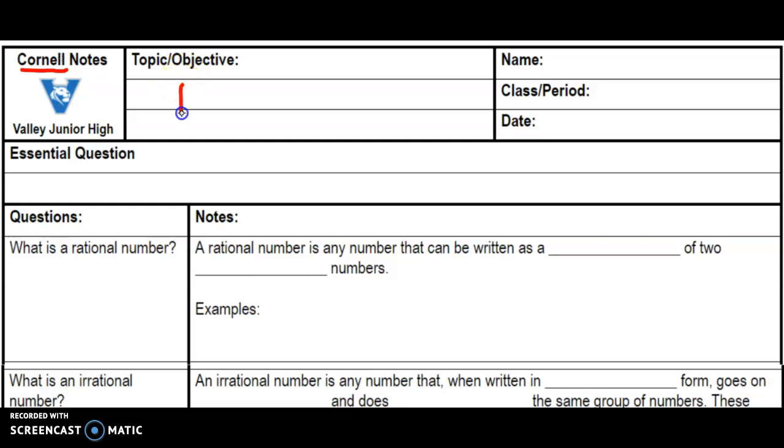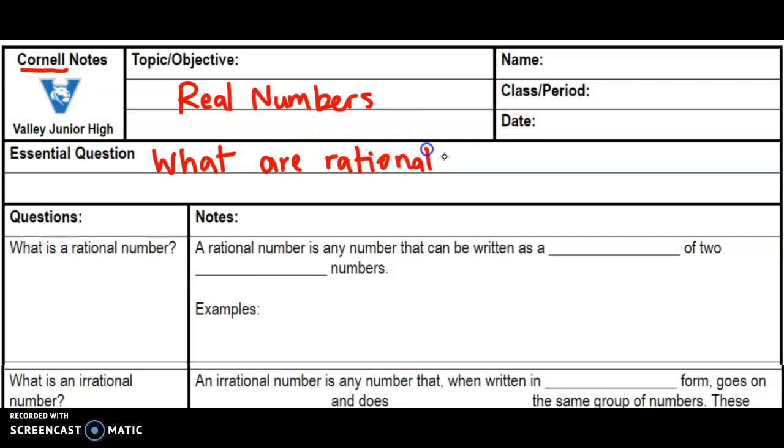So we are talking about real numbers today. And I know some people are like, wait, real numbers, is there such a thing as fake numbers? Yes, but we call them imaginary, and you'll learn about those later on. Our essential question that we're answering today is, what are rational and irrational numbers? And what are some examples of them?